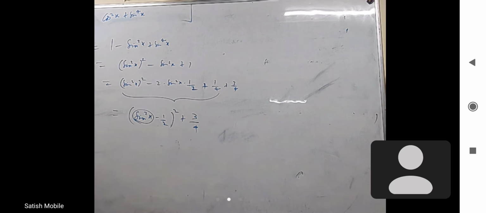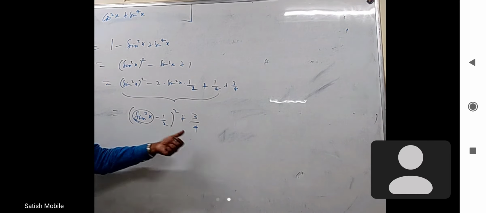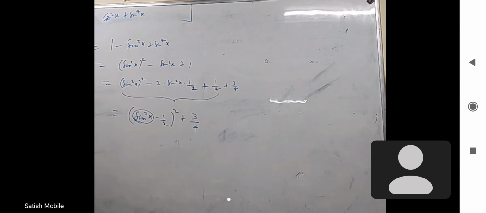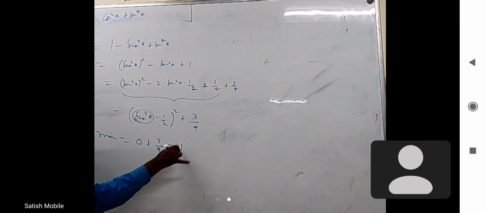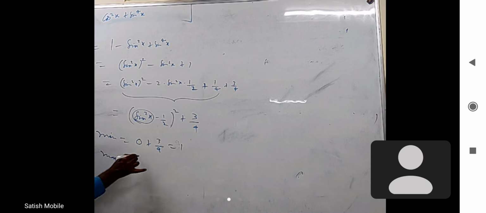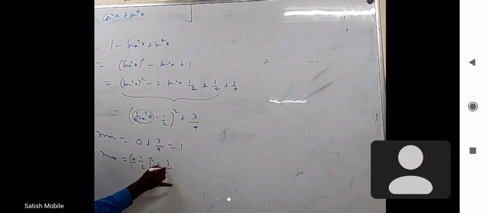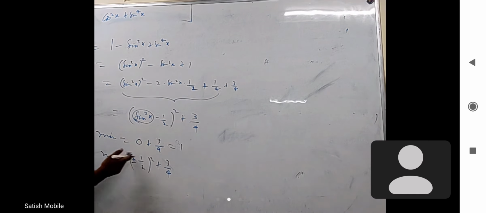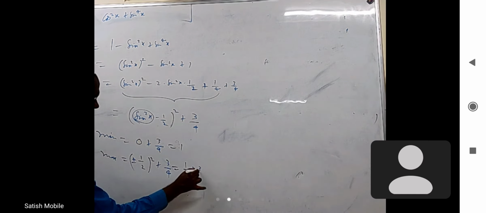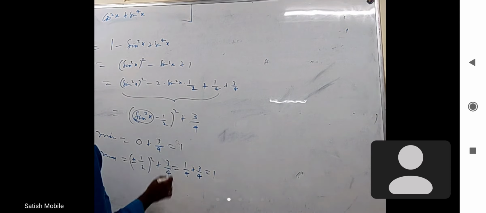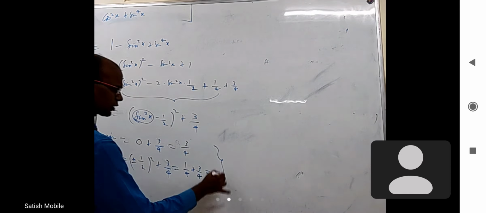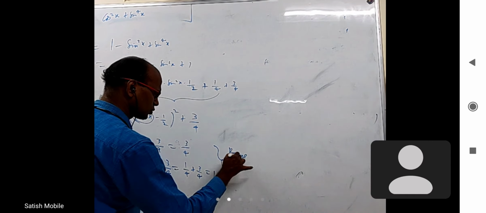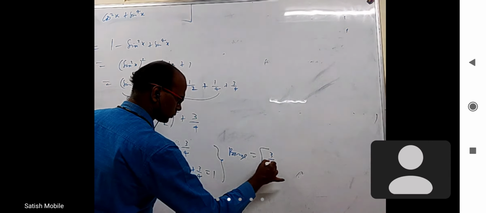0 to 1 by 4, not 1 by 4 to 1 by 4, right? So this is 0 to 1 by 4. When you add 3 by 4, it will be between 3 by 4 to 1. Minimum is equal to 0 plus 3 by 4, which is 3 by 4. Maximum is equal to (1 by 2 plus or minus) whole square plus 3 by 4. You can take 0 here, you can take 1 here, you will get 1 by 4 plus 3 by 4, which is 1. So based on this, the range is equal to 3 by 4 to 1.